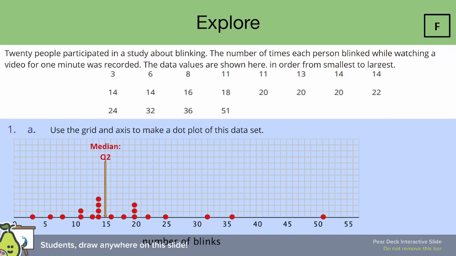All right, welcome back. We can find the median of the lower half using a similar strategy that we did to find the regular median, or Q2. What we can do is we can count how many data points do we have in the zone.